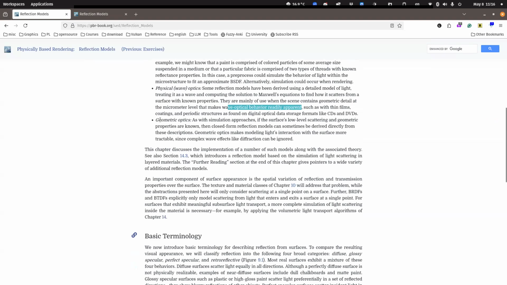And then geometric optics. As with the simulation approach, if the surface's low-level scattering and geometric properties are known, then a closed-form reflection model can sometimes be directly derived from these descriptions. And geometric optics makes modeling light interaction with the surface more tractable because complex wave effects like diffraction are ignored. This chapter describes implementations of a number of such models.